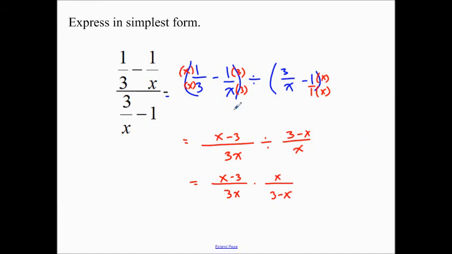I change it to a division problem. Got my LCD on the left, LCD on the right. Now I can divide by turning it into multiplication by the reciprocal. These are opposite binomials. They leave me a negative 1 quotient. The x's divide out. So all I'm seeing up top is a negative 1. All I'm seeing in the bottom is a 3.